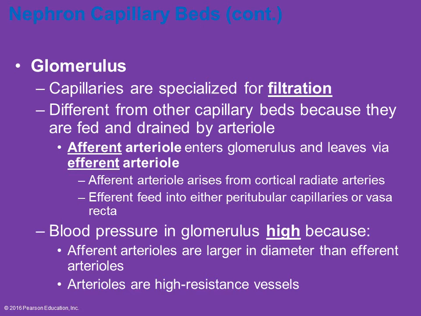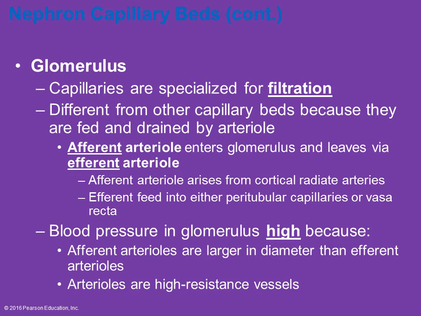So with the glomerulus, the capillary bed around this is specialized for filtration. You have an afferent arteriole that is going to enter the glomerulus, and then the blood is going to leave via what we call the efferent arteriole. So it's both arterioles, it's not a venule. Blood pressure tends to be very high in the glomerulus.